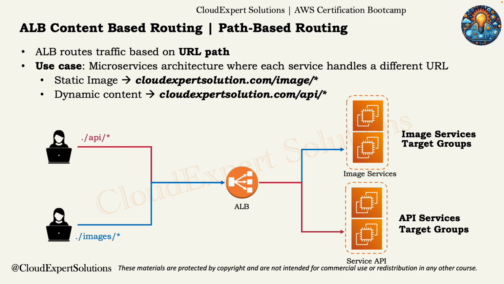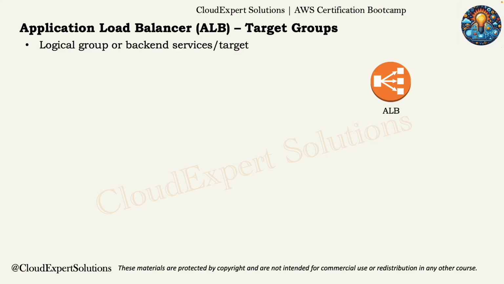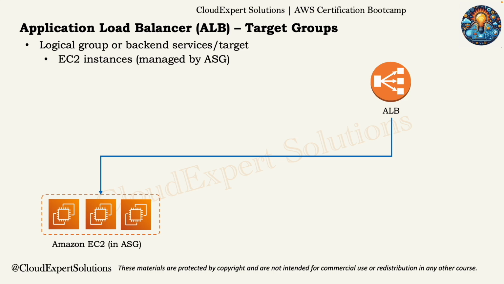Now let's review target group. Target groups are logical group of servers or backend targets where application load balancer can route traffic. This includes EC2 instance. You can have one single EC2 or a pool of EC2 instance managed by autoscaling group.